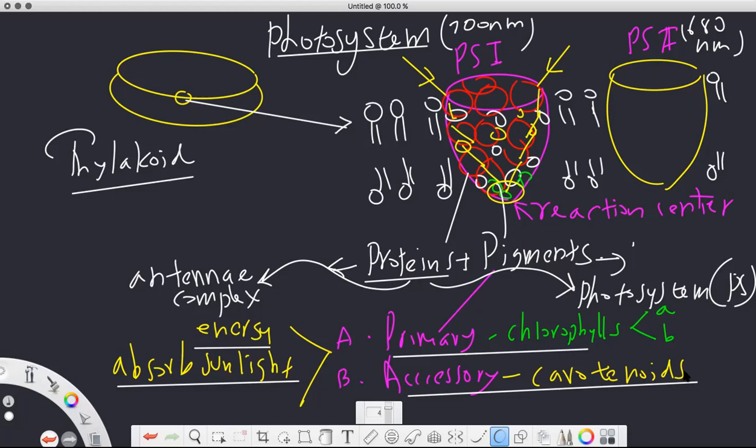Okay, next we're going to learn about the light spectrum, why this light spectrum is important, and why we have two different photosystems.